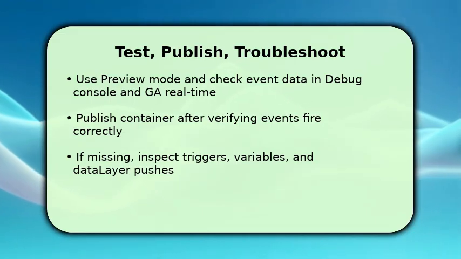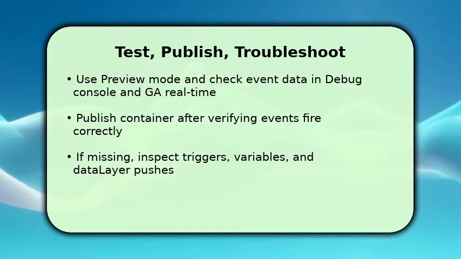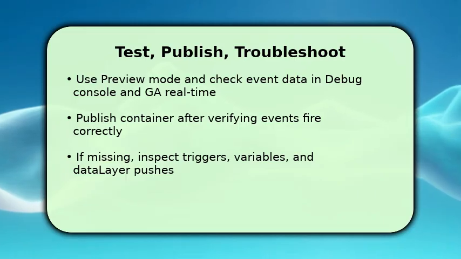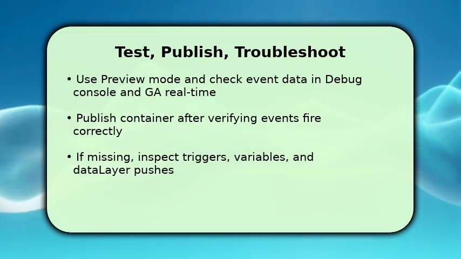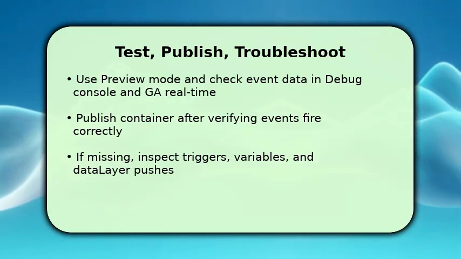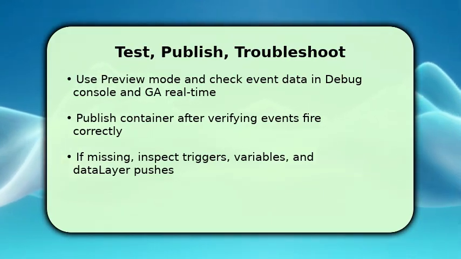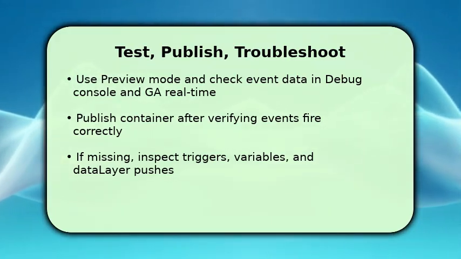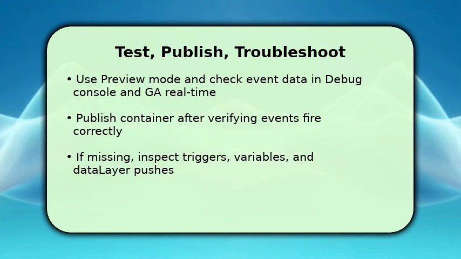If you don't see events, troubleshoot. Make sure triggers match DOM elements, confirm variables return expected values, and verify the data layer push uses the exact event name. One key tip: clear browser cache or disable extensions that block analytics when tests fail, because blockers often mask correct setup.